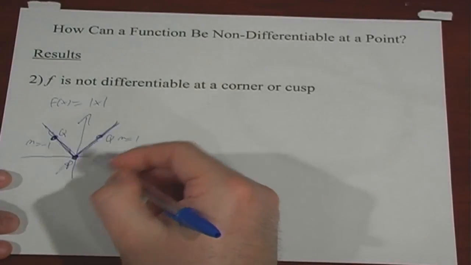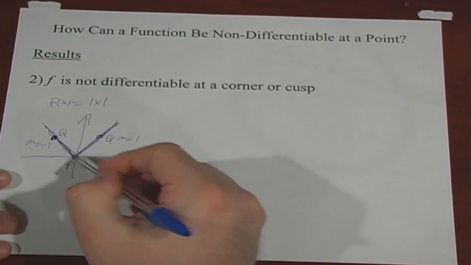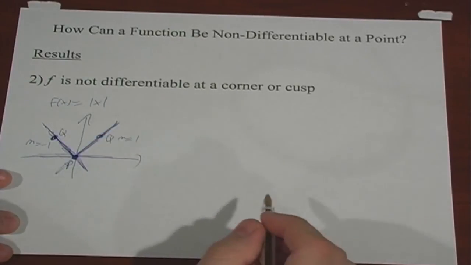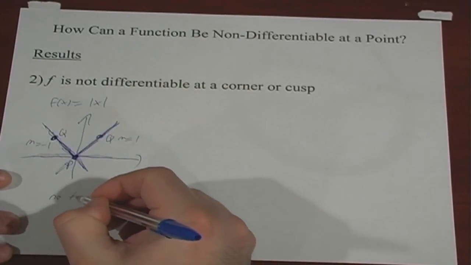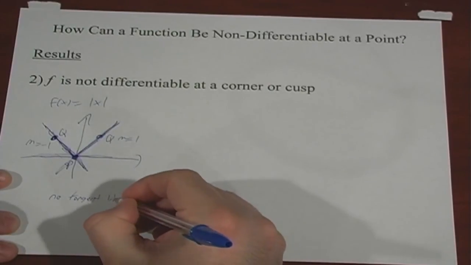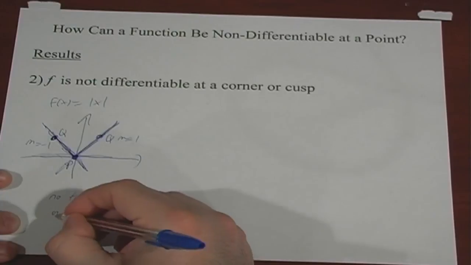Some people think the tangent line is this. Some people think the tangent line is this. Some people think the tangent line is like the x-axis. None of those are right. Okay, there's no tangent line at the point 0, 0.